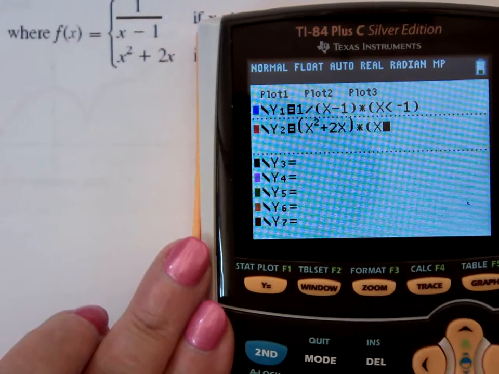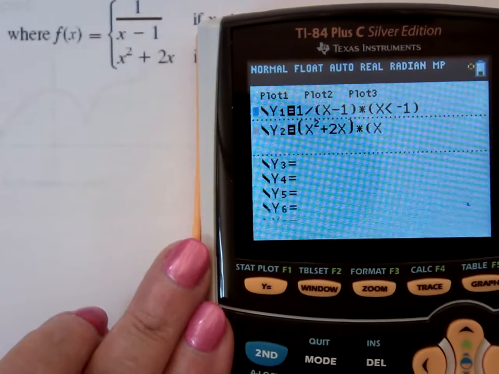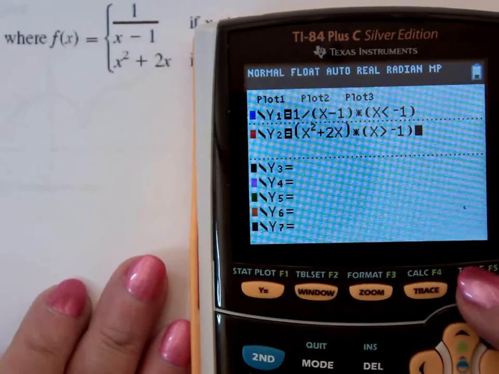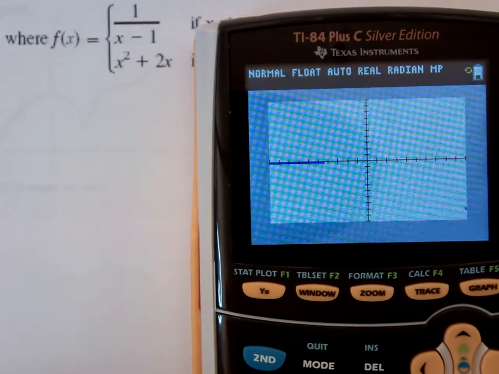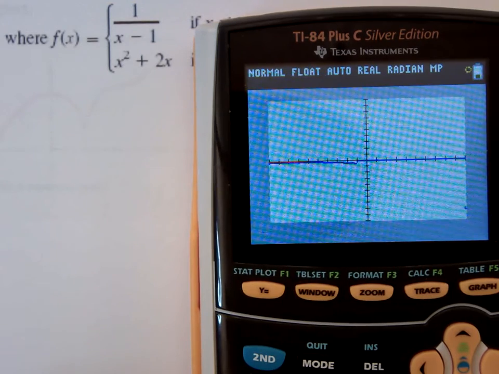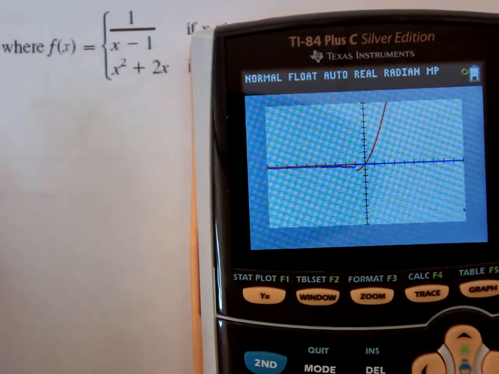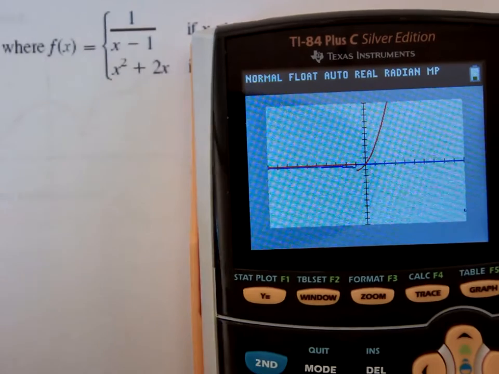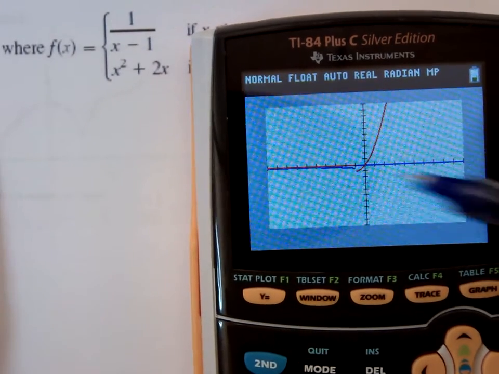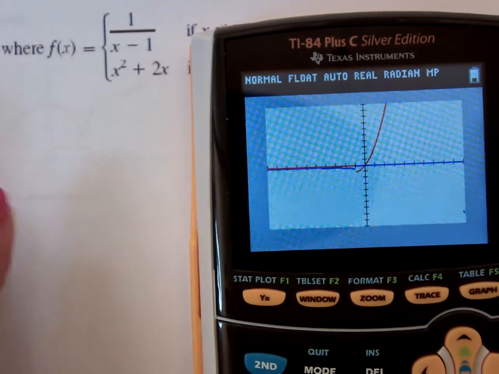And x is going to be greater than negative 1. Now I'm using a logical statement here. Ooh, didn't like that. Oh, there it is. And you notice, what is that at negative 1? A break, right? It's broken. So there is a jump.